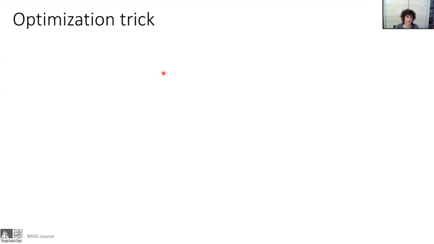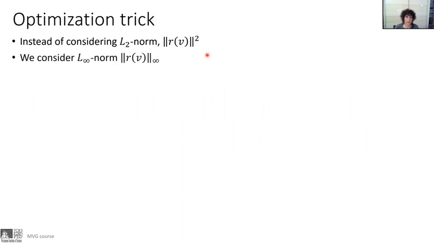Okay, so there is a trick of the optimization. I'll give you some motivation, and then I'll try to convince you that it works. And the trick is the following. Actually, we're not going to solve the L2 norm problem. We are going to solve the L infinity problem, okay?